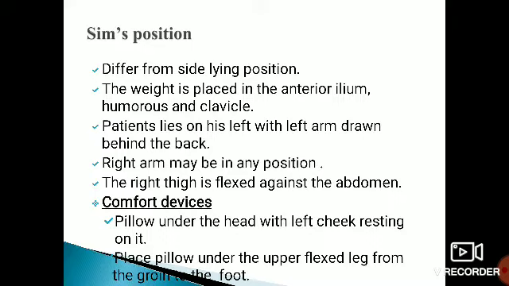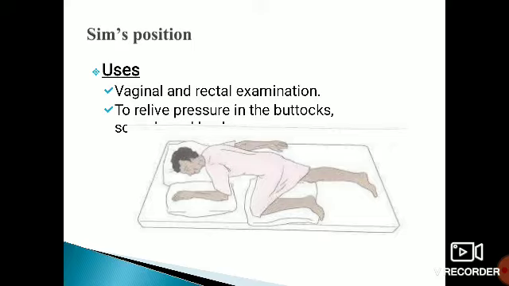Comfort devices. Pillow under the head with left cheek resting on it. Place pillow under the upper flexed leg from the groin to the foot. Sims position uses: vaginal and rectal examination, to relieve pressure on the buttocks.